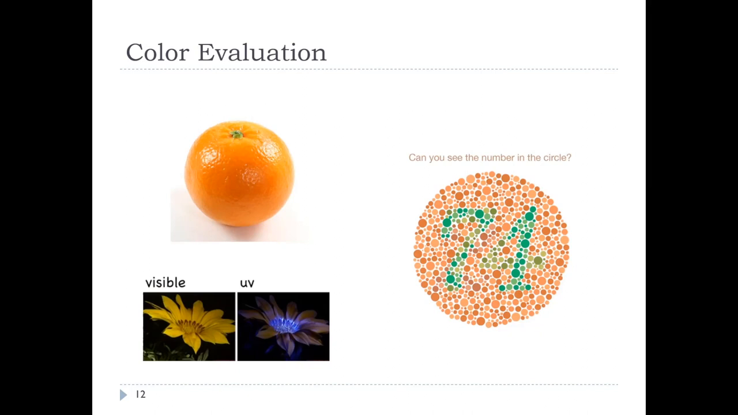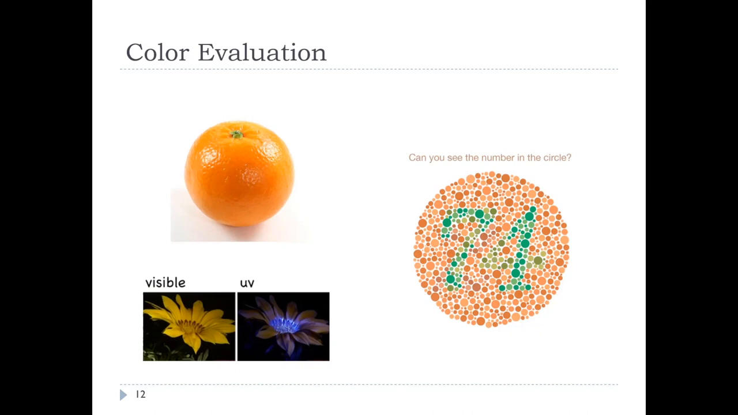And then the other circle on the right-hand side is actually a color blindness test. And lots and lots of males are colorblind. Not that they don't see any colors at all, but they don't see all the colors or the same colors, or there's some confusion between colors. Most males that are colorblind are what's called red-green colorblind. And if you can see a number in there, you're probably not colorblind, but I can tell you that I am colorblind and I can't see the number. So you'd have to tell me what it is.